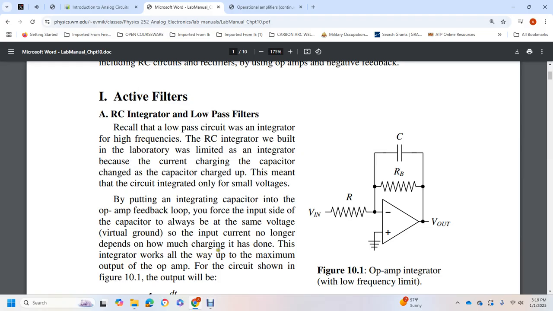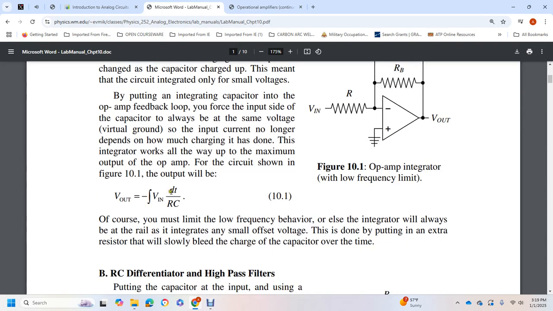The integrator works all the way up until the maximum output of the operational amplifier, as shown in figure 10.1. The output voltage is the integral of the input voltage over time, divided by the resistance times the capacitance. Of course, you're limited by the low frequency behavior of the integrator, which will also rail out, integrating a small offset voltage. This is fixed by putting in an extra resistor to slowly bleed charge from the capacitor over time.